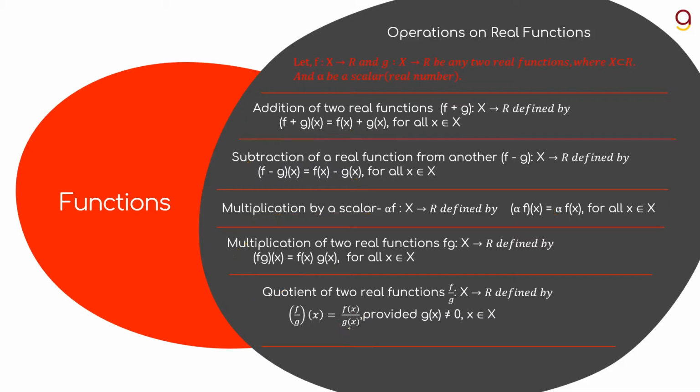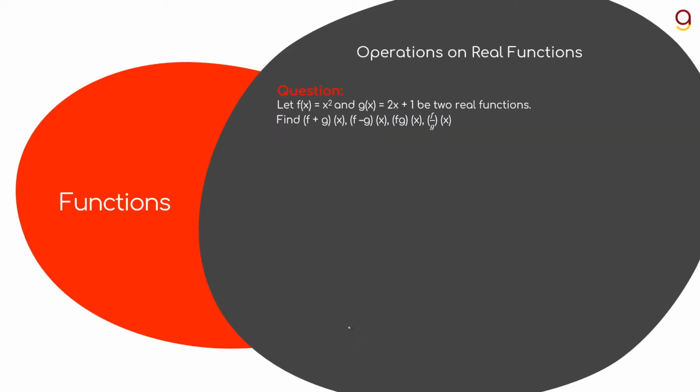Now let's solve some problems. So here comes the first question. Let f(x) is equal to x square and g(x) is equal to 2x plus 1 be two real functions. We need to find (f plus g)(x), (f minus g)(x), (fg)(x) and (f by g)(x).